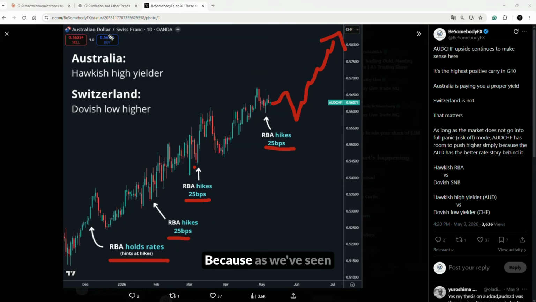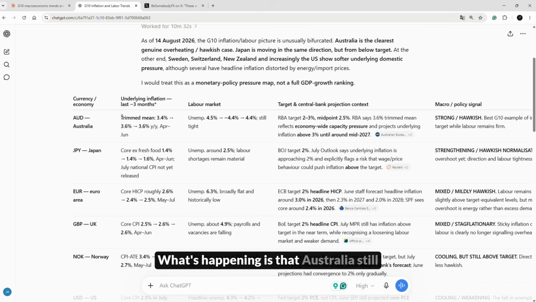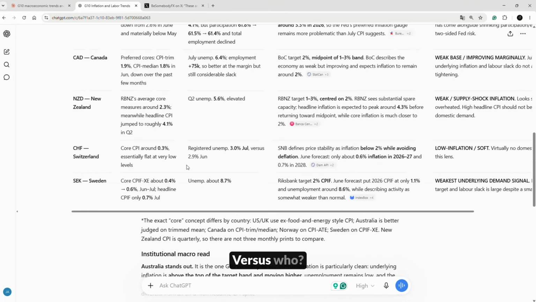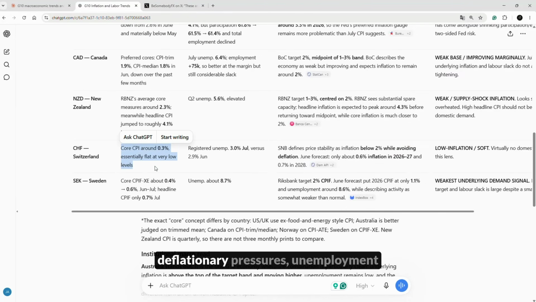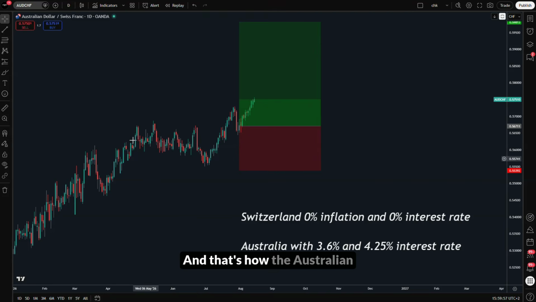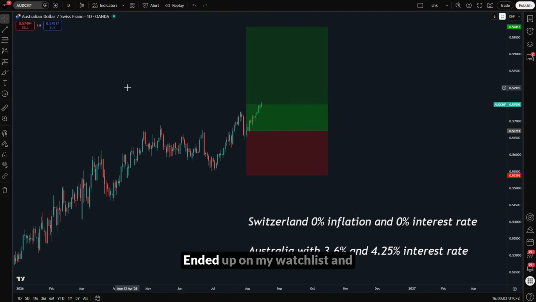Why is it continuing? Because as we've seen, what's happening is that Australia still has high inflation, still a labor market that is solid, which means the Reserve Bank of Australia can stay hawkish, potentially hiking interest rates once more, but at least keeping interest rates high. Versus who? Versus Switzerland, which has deflationary pressures, unemployment stable but ticking higher a little bit, and in any case, a Swiss National Bank that is not going to hike anytime soon, potentially even they might cut interest rates at some point. And that's how the Australian dollar against the Swiss franc ended up on my watch list and ended up being a long position.